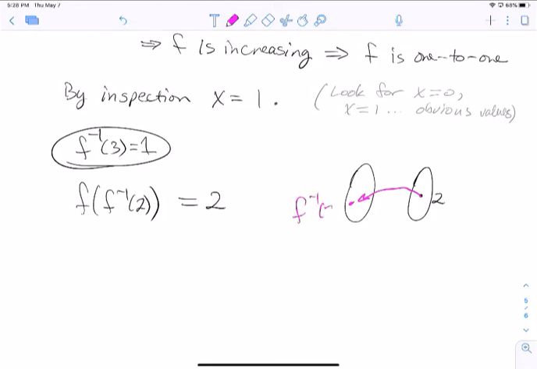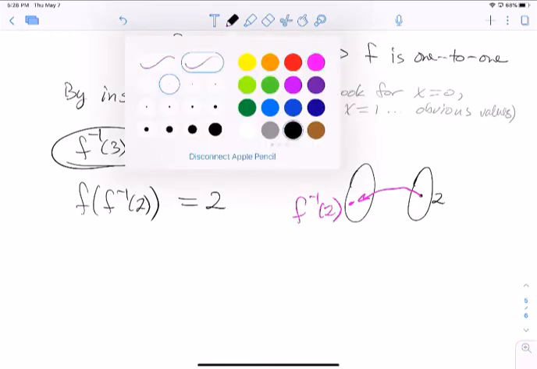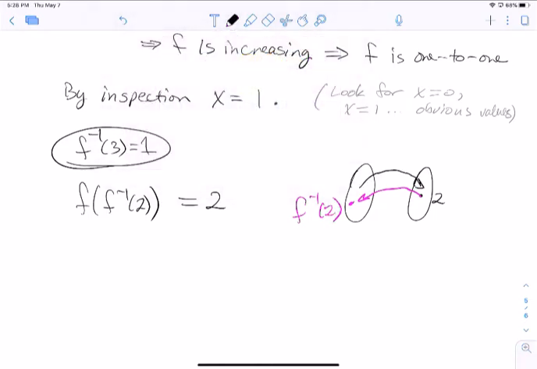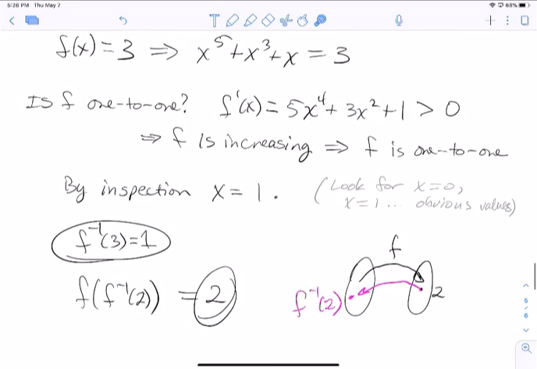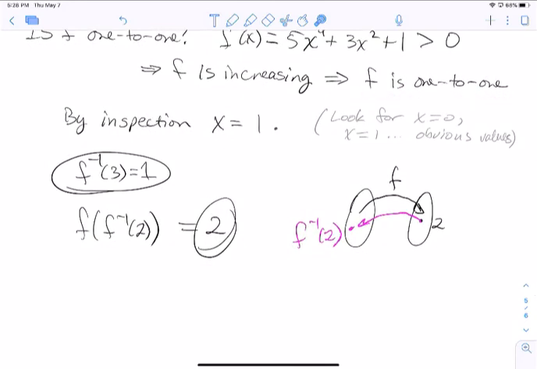Now, f inverse of 2, f would map that number to 2. So there we are there. And I think I would be leaving something out if I didn't point out this is valid because we've already established f is 1 to 1.